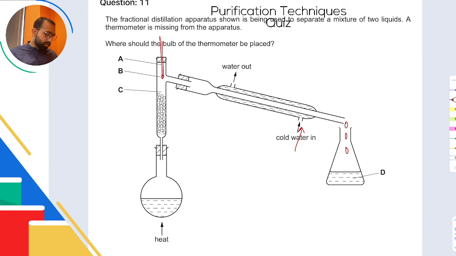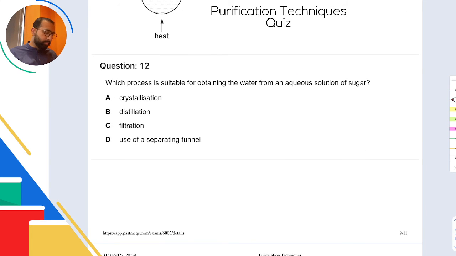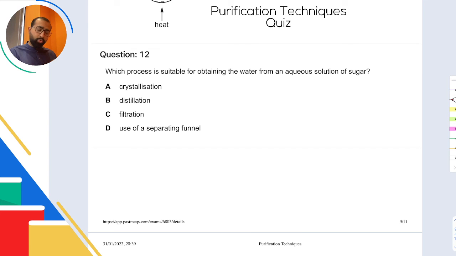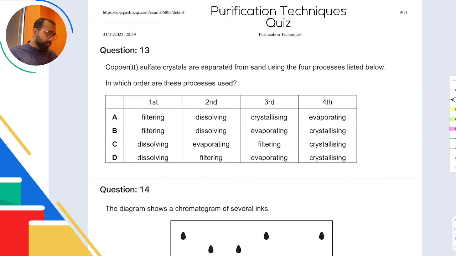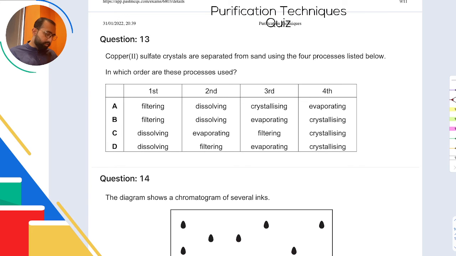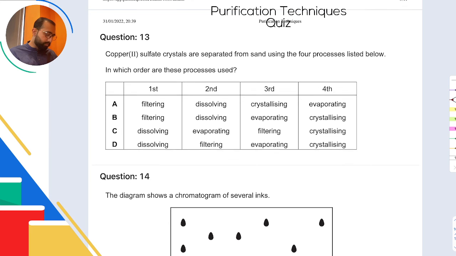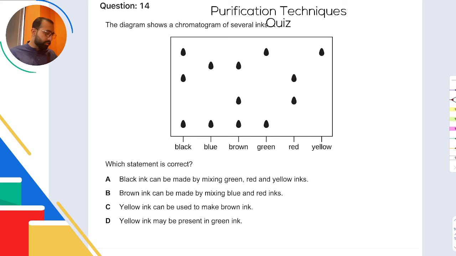All right. Which process is suitable for obtaining water from an aqueous solution of sugar? So you need a liquid from a soluble substance. Again, we have done this. In fact, this is a question similar to the previous one. So this is distillation. I feel like they're both from the same variant. Might be. All right. This is again pretty simple. I'm going to skip this one. We have done it just now.